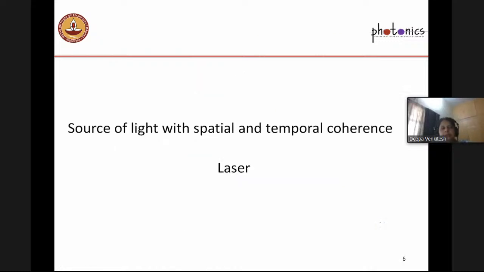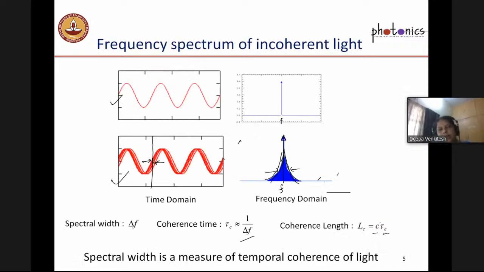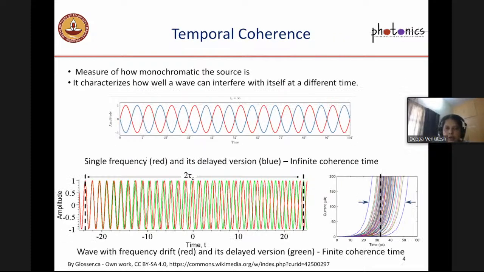Now, laser is that source of light which is coherent. We know that. So we need to have a source of light which is spatially and temporally coherent. Why do we need this? In any interferometer, or especially in a LIGO kind of measurement setup, we are interested to measure the phase fluctuations that are caused by the perturbation, in this case, gravitational wave.